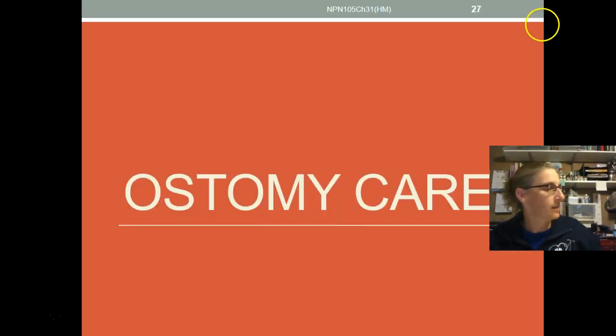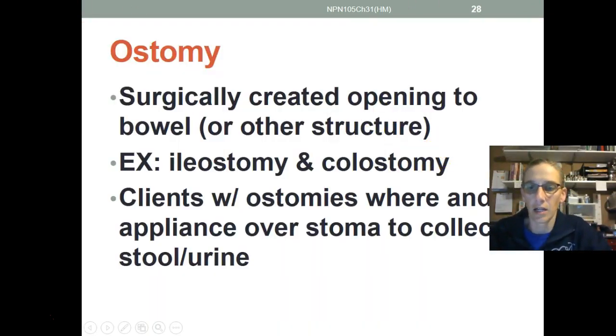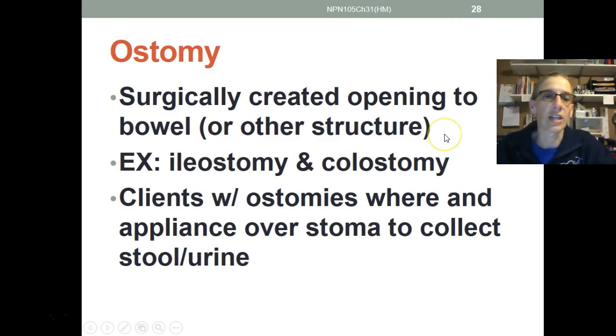All right, ostomies. Ostomy care. An ostomy is a surgically created opening to the bowel or other structure. We can have an ileostomy and a colostomy. Clients with ostomies wear an appliance over the stoma to collect stool and urine. A healthy colostomy stoma will be kind of a beefy red or a bright red in color.